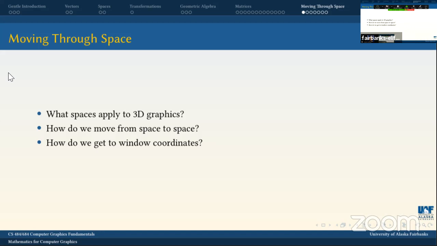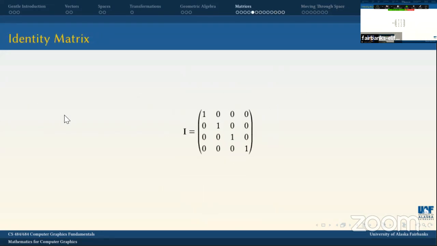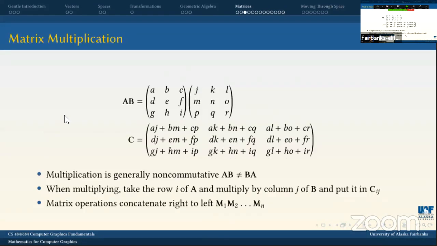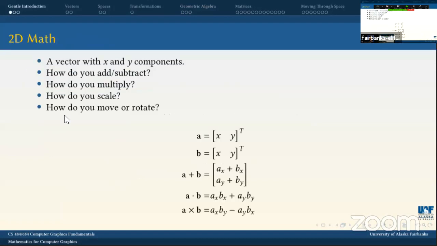Okay, so last time we were finishing up by talking about matrices. Let's go back to the beginning. We had the quick intro, where we were talking about two-dimensional math and basic skills that you just need to know. So adding and subtracting vectors or points. How do you multiply vectors together? And we saw the two main products there were the dot product and the cross product.